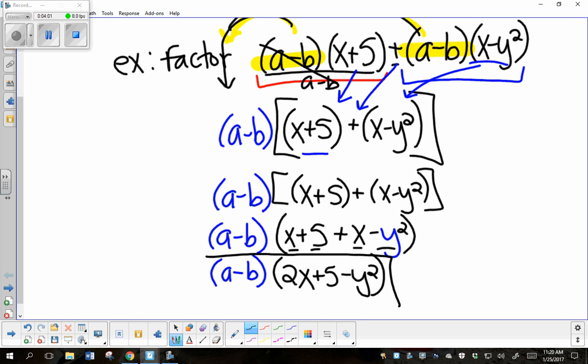So this would be my answer. I have factored that polynomial in the beginning. I now am left with only factors. There are pluses and minuses, but everything is contained within its own factor.